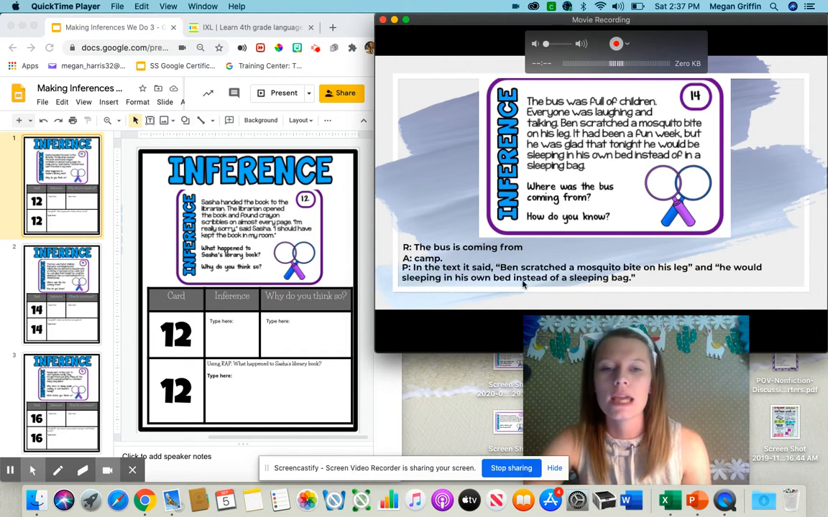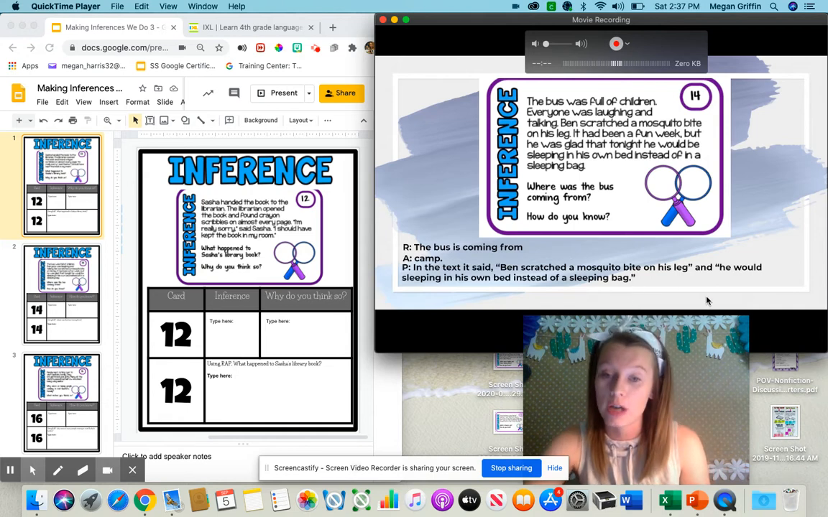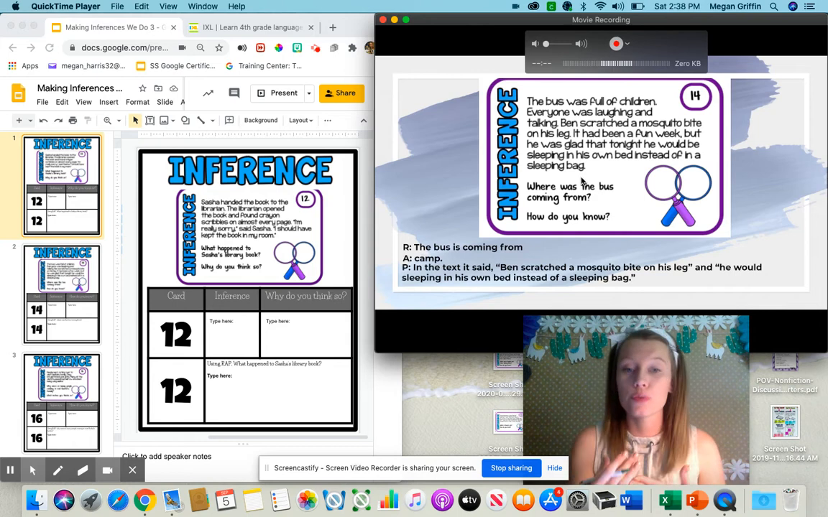It should say, "he would be sleeping in his own bed instead of a sleeping bag," with another quotation mark, showing again that this comes word for word from the text. He would be sleeping in his own bed instead of a sleeping bag. Okay, kiddos, so here are 3 parts.